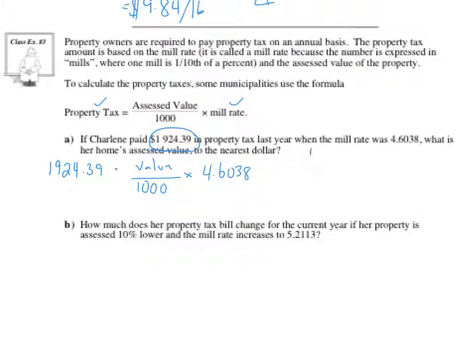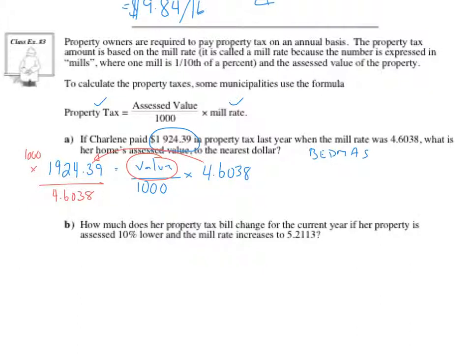So we need to use BEDMAS, so brackets, exponent, multiplication, addition, subtraction, but we're going to go in reverse. We don't have any addition or subtraction, so let's look at the multiplication. We need to isolate the value. So we're going to divide by 4.6038 to move this over here. And we also need to multiply by 1,000 because we're doing the opposite of what's happening on this side.